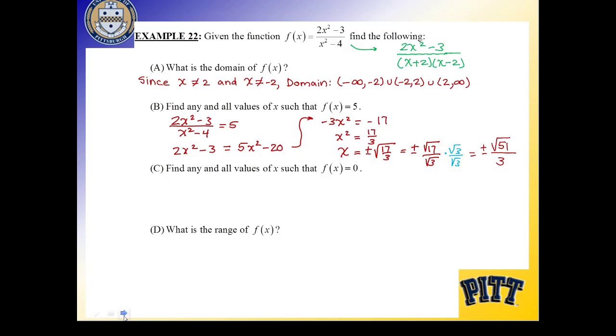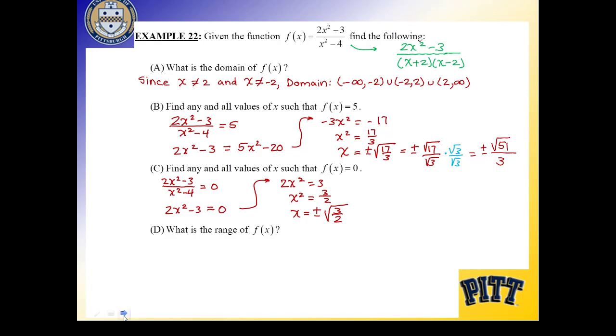So find any values of x such that f of x equals 0. Here, I could do two different things, looking from two different standpoints. If I'm looking to see where f of x equals 0, then really only what's going to happen is that the numerator would have to equal 0, because 0 over a number is 0.